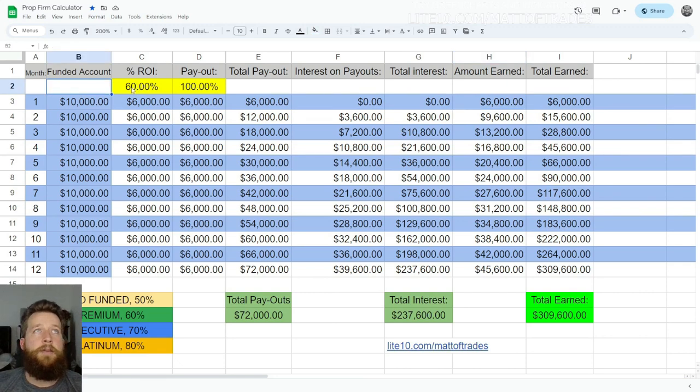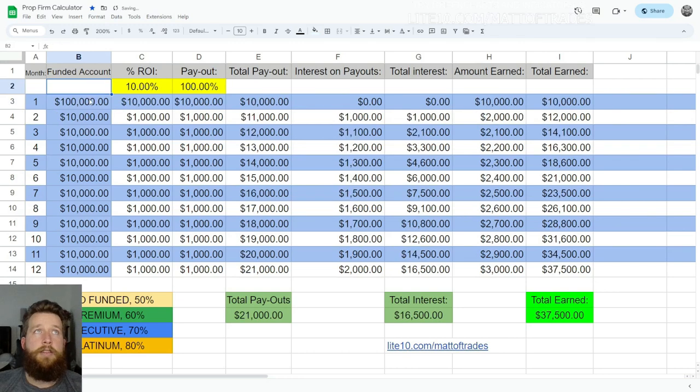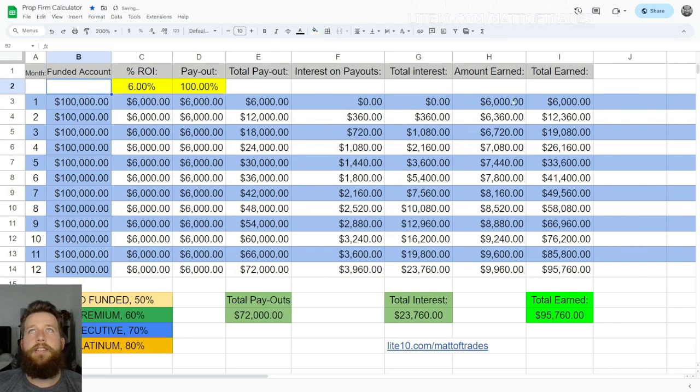So let's change up some numbers here, bring that back down to 10%, and let's say you had a $100,000 account. And again, if you needed to make $6,000 a month, you'd only need to make a 6% return on that. See, there you go: 6% of $100,000 is $6,000.